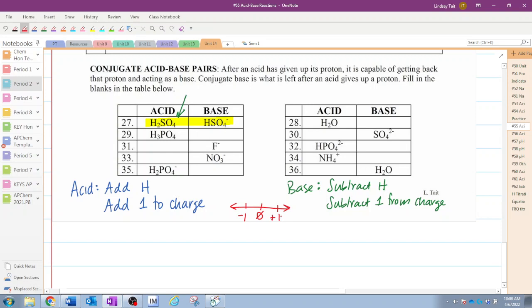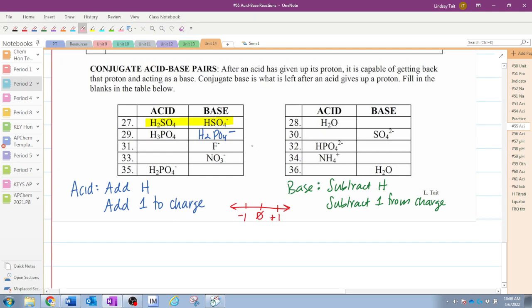Okay. So I'll do one more each here. Let's do this one, 29. I was given H3PO4 and I want the base. So first of all, am I on the add or subtract side? I'm subtracting to make the base. So my H3 is going to go to H2. I'm going to leave the PO4 alone, never touch the non-hydrogen things. And then my charge. What was my charge originally? If there's nothing there, it's understood to be 0. And I have to subtract 1 from the charge. So this is going to be negative. 0 down to -1.